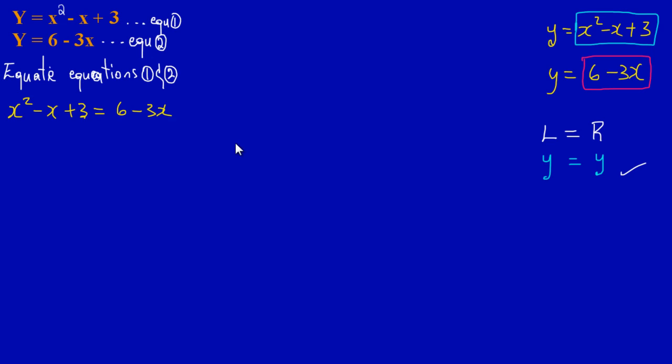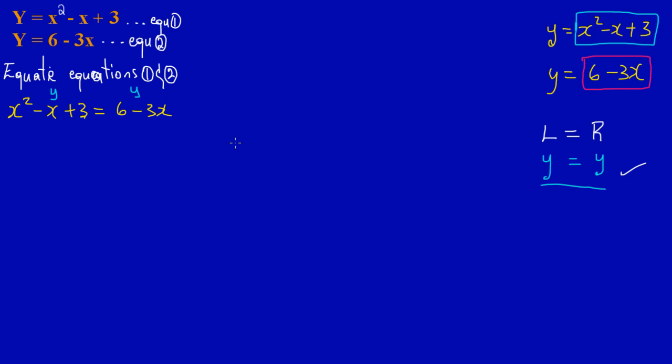Now, if you have noticed carefully, what I just did is what we established there. This is basically saying y is equal to y. So what's on my left hand side is the same as what's on my right hand side.